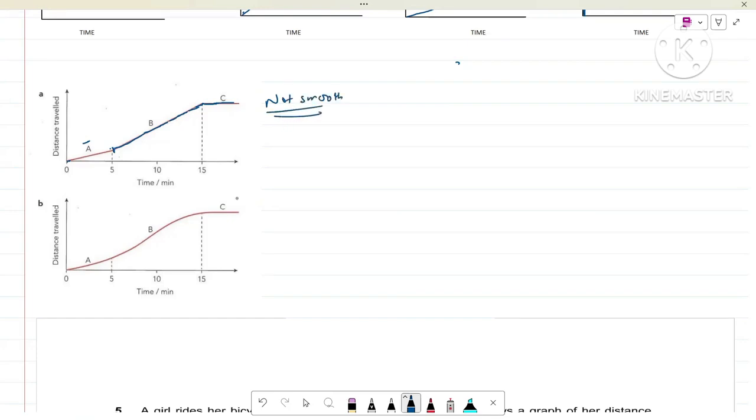So practically, what happens? Practically these types of graphs are seen. You can see slowly gradient is increasing, speed is increasing, then slowly it is decreasing. So it will be a smooth journey and it is practically taking place.